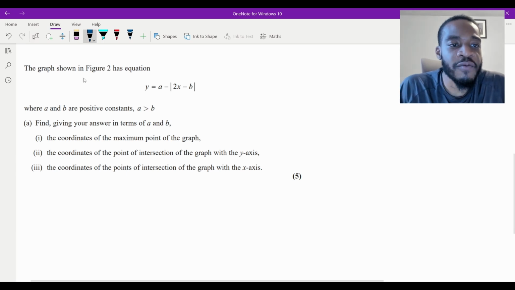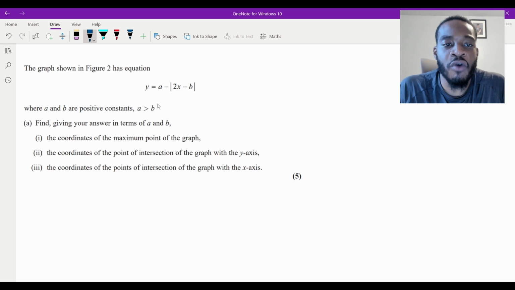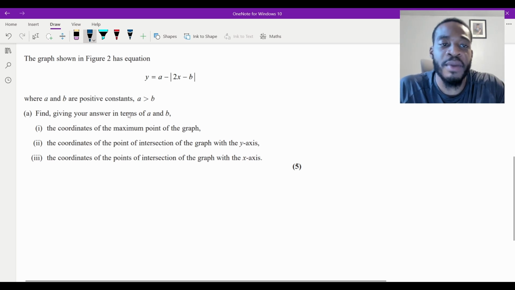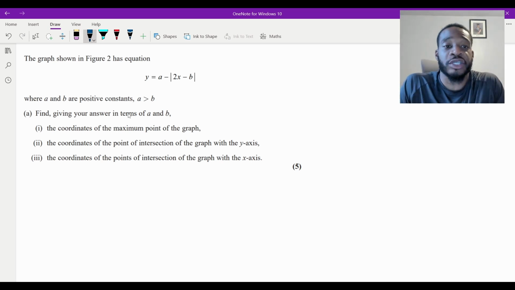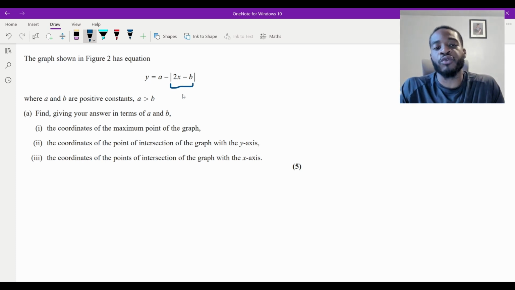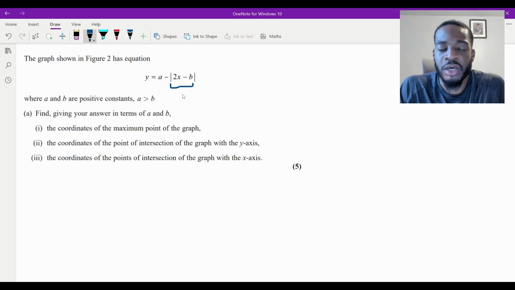So firstly, part i, the coordinates of the maximum turning point of the graph. Whenever you're dealing with modulus types of questions, and you're looking for the maximum or minimum, depending on which way it is, it's just the vertex, isn't it? And you always get that by literally setting the thing inside the modulus equal to 0. It kind of works like a quadratic, right?